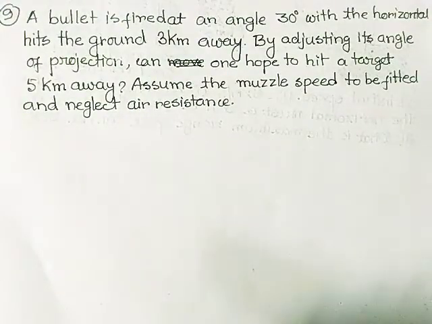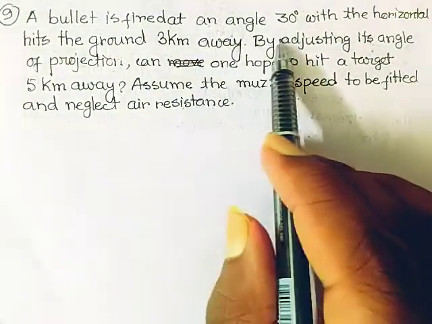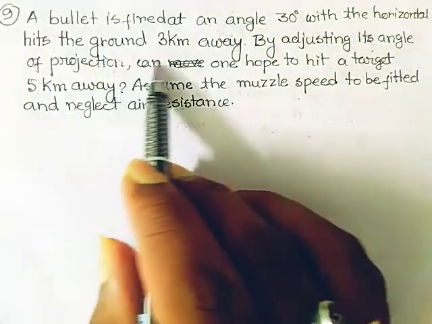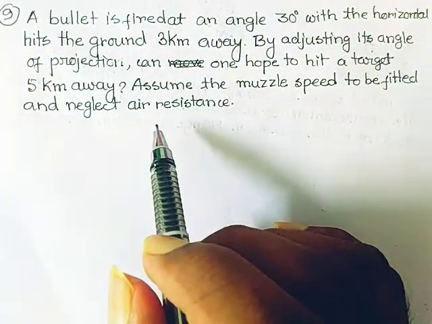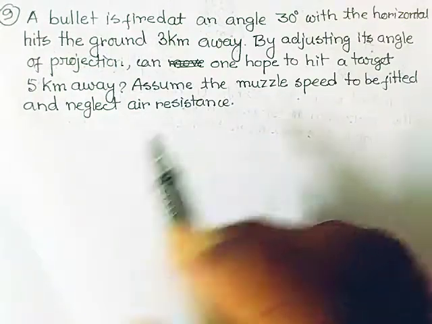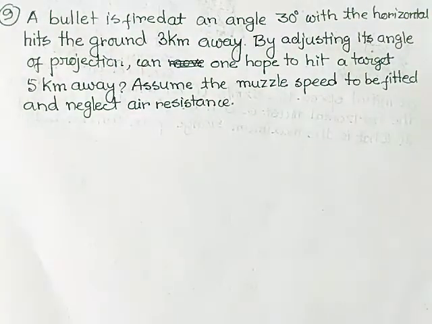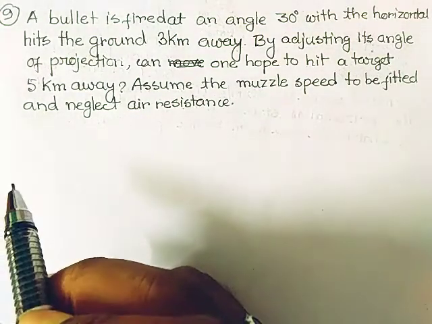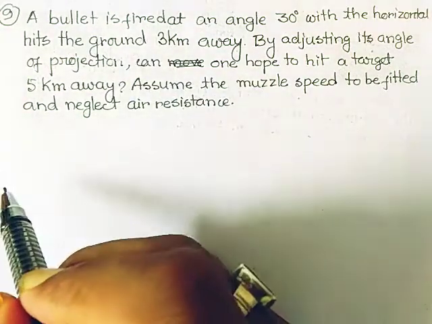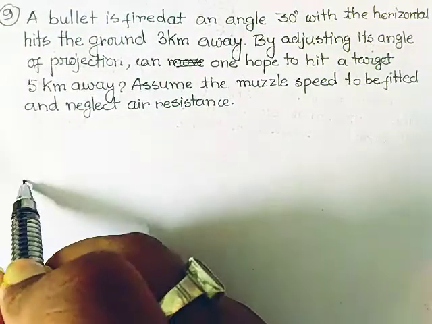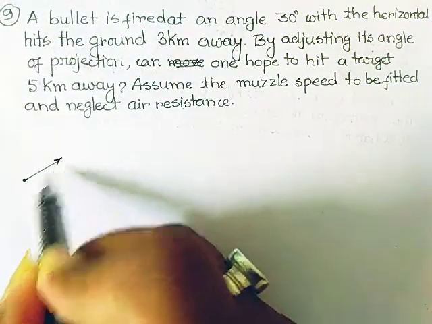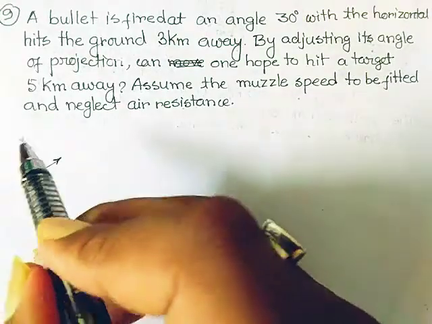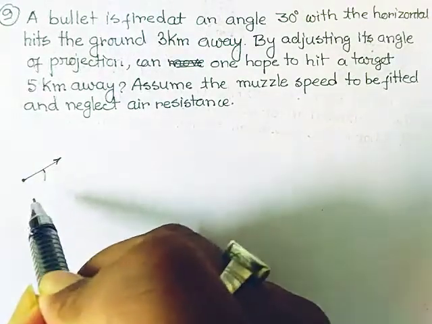Next question. A bullet is fired at an angle of 30 degrees with the horizontal and hits the ground 3 km away. By adjusting its angle of projection, one hopes to hit a target 5 km away, assuming the muzzle speed to be fixed and neglecting air resistance. Okay, this is the bullet, and it is fired at an angle of 30 degrees.